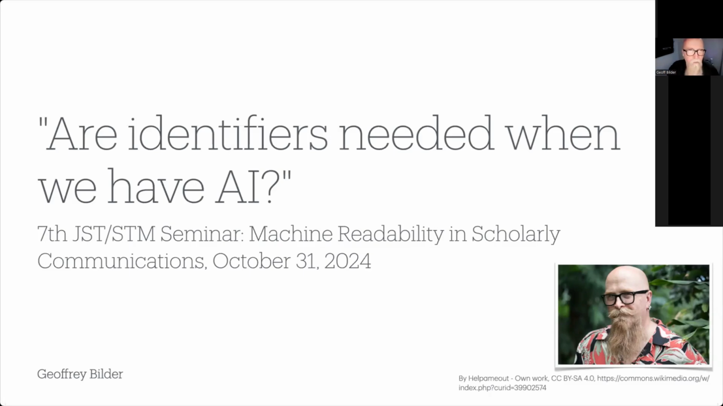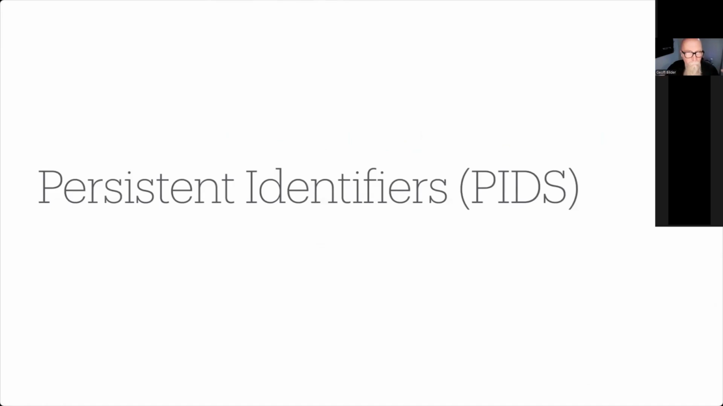I'm going to talk about whether or not identifiers are needed when we have AI. And this is a question that a lot of people are asking about a lot of things. That is, will these things that we consider to be essential now still be needed as AI becomes more advanced and is used more widely in scholarly communication? And I'm very grateful to previous speakers, Heather in particular, who gave a very good overview of what persistent identifiers are, and who gave examples of some persistent identifiers and talked about what persistent identifiers are used for.